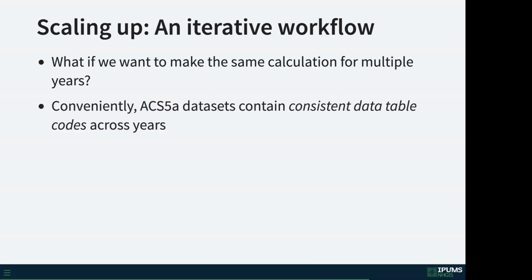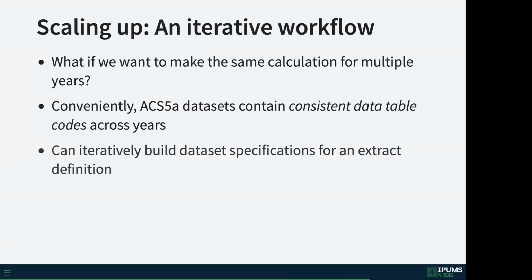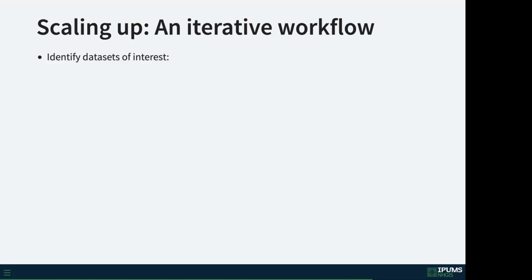But instead, what we could do is take advantage of the fact that ACS 5A data sets actually contain consistent data table codes across years. And this makes it pretty easy to iteratively build several data set specifications to include in an extract definition, which we can then submit all at once in a single extract. So how might we do that?